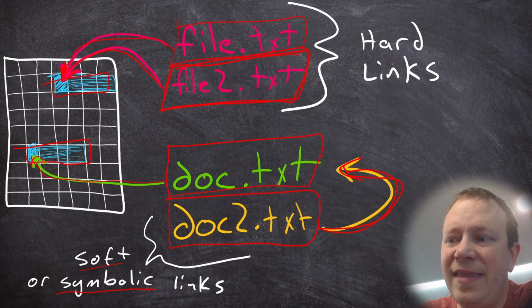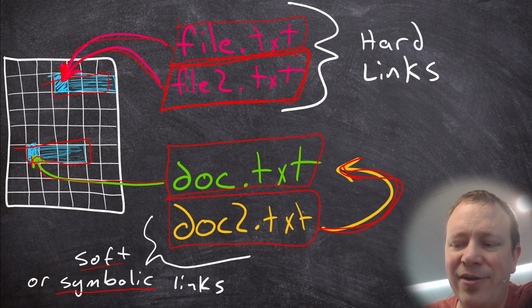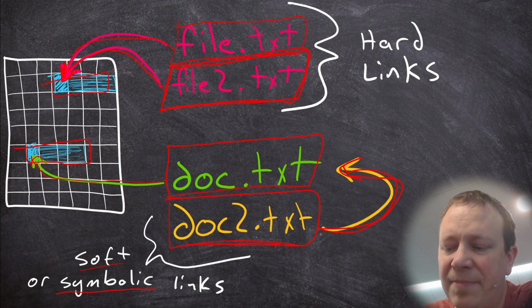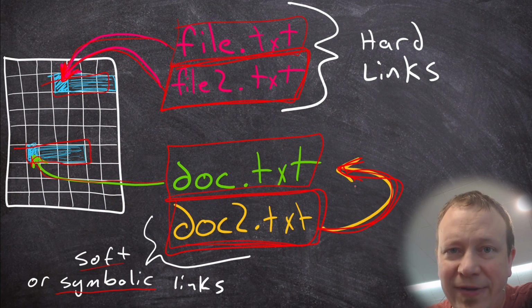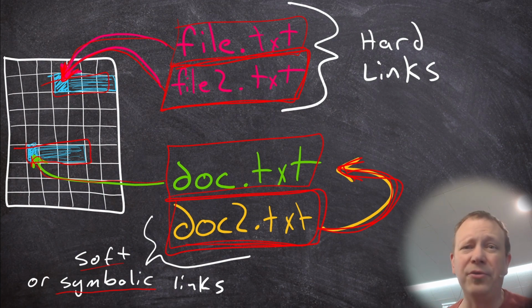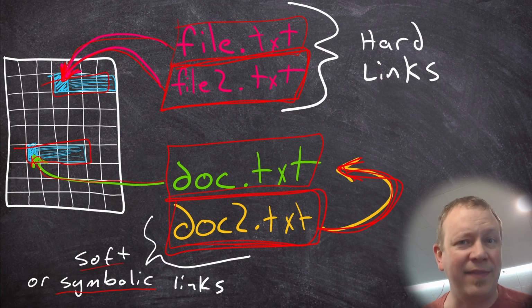Okay, so these are hard links, and this is a soft link or a symbolic link pointing to a file name. This is not pointing to the hard drive itself. It's just pointing to another file name on the file system. So let's create them both so we can see how they work and how they might affect things in the day-to-day operation of your system.